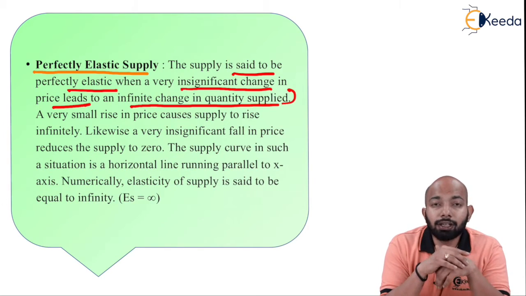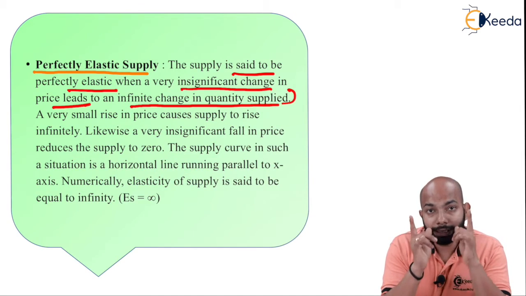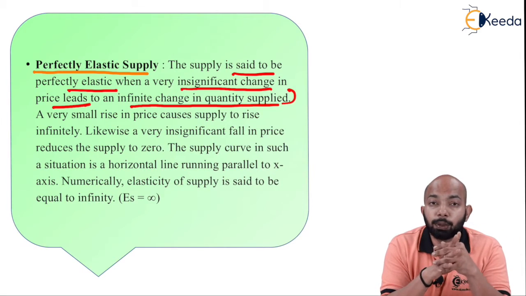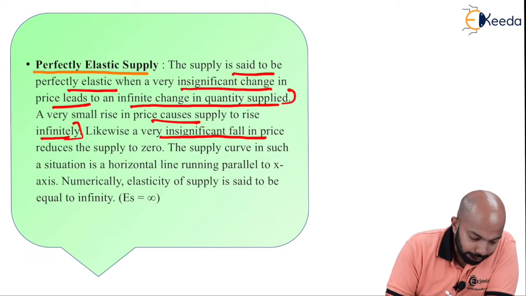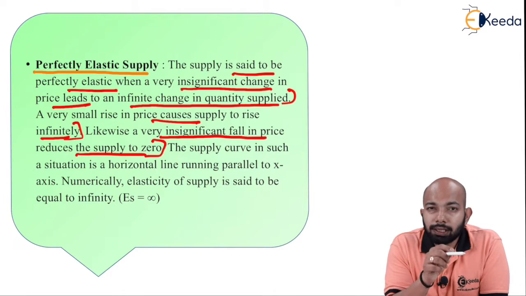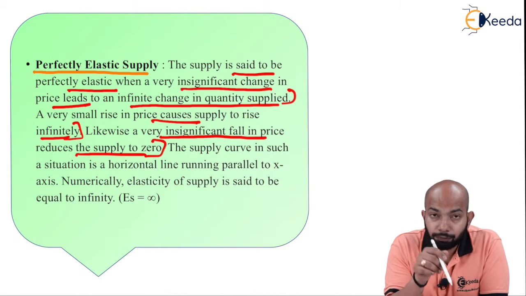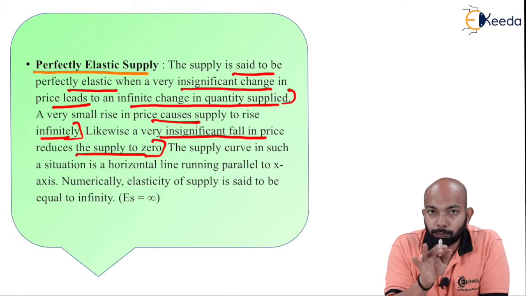But because of this insignificant change in price, there is a lot of significant change in the quantity supplied. Hence, in this situation, it will be termed as perfectly elastic supply. A very small rise in the price causes supply to rise infinitely. Likewise, a very insignificant fall in price reduces the supply to zero. If there is an insignificant change in the price, the supply increases infinitely. Similarly, if the price falls, supply goes to zero. Again, this will be only in theory, not possible in practical life.